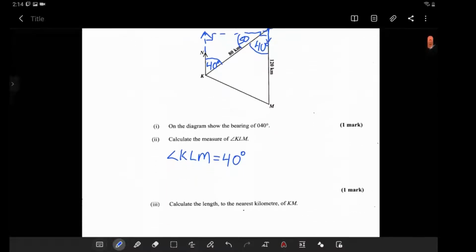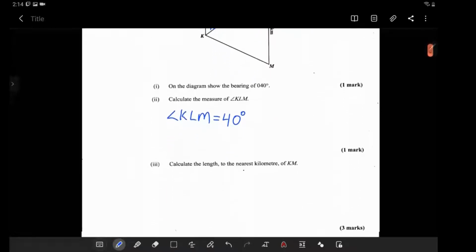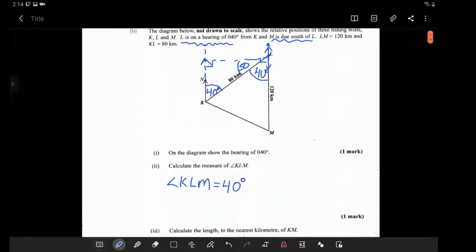Okay, nice. They want us now to calculate the length to the nearest kilometer of KM. All right, so that's this length here that they want. And how are we going to measure that? Well, we have two sides and an angle, and the angle is opposite the side that we want. So the best rule to use here is the cosine rule. So what does the cosine rule say?